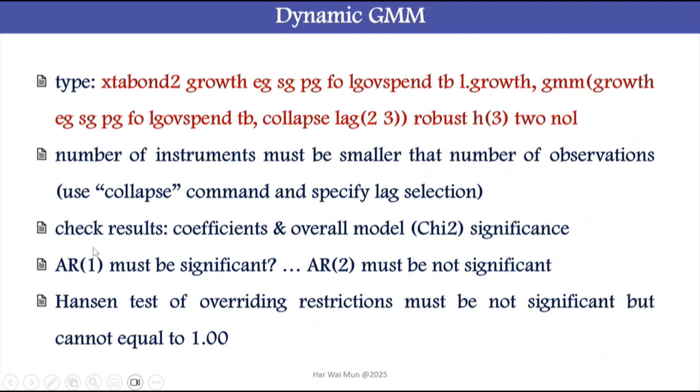So you must remember, for AR1, in previous papers, the very old ones from 10 or 20 years ago, they say it must be significant. But in recent ones, they may say it may not need to be significant. But most important is AR2 must not be significant. Okay? Then you use the Hansen test to see whether there is any overriding restriction, right? And again, it must not be significant. Hansen test is also a diagnosis test for GMM. Again, a diagnosis test must not be significant. If significant, that means there is a problem.